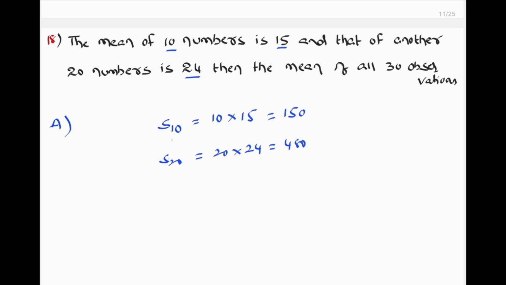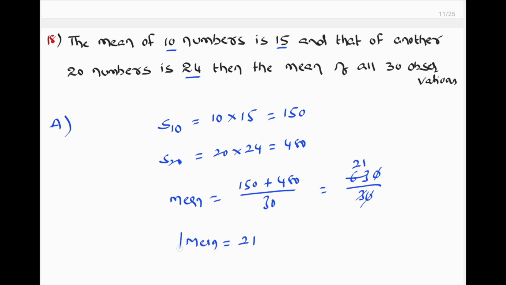Totally we have the sum of 10 plus the sum of 20. Then find the mean of the total 30 observations. Therefore, mean is equal to the sum of 30 observations, so (150 plus 480) by 30, which is 630 by 30. The zeros cancel, 3 7s are 21. Therefore the mean of 30 observations will be 21.